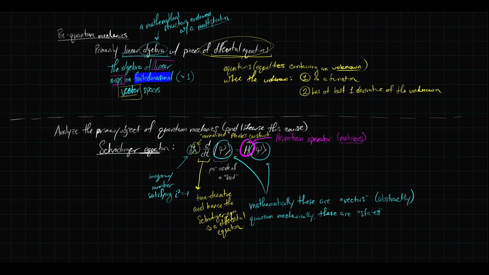And so in just analyzing the Schrodinger equation alone, we can actually see why the math of linear algebra and differential equations really is the math of pre-quantum mechanics. This is the math that needed to be developed before any sort of quantum mechanical understandings can be constructed. So we're just going to kind of stare at that and use it as our go-to example every time we encounter a new object this semester.